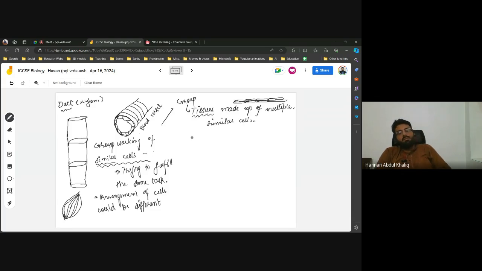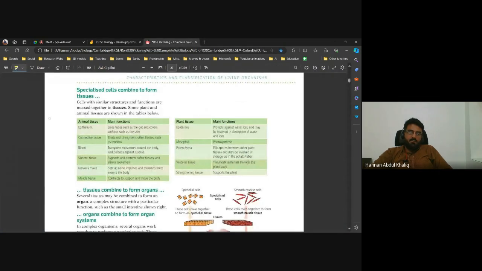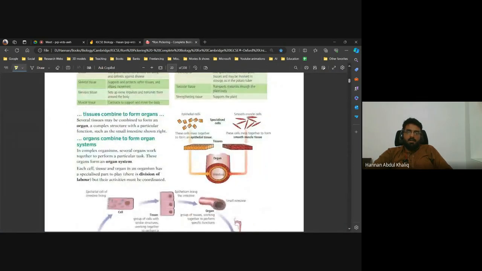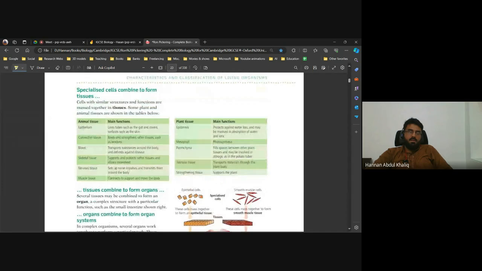Made up of multiple similar cells, and they can just arrange themselves to perform tasks. So let's see what tissues we can find. One kind of tissue that you would find over here is epithelium.